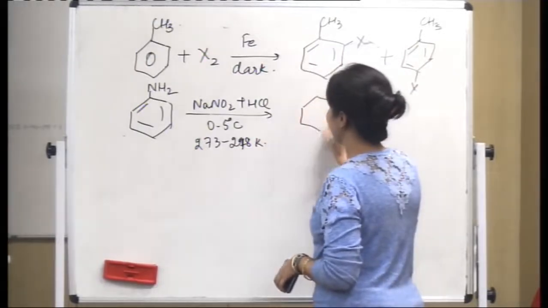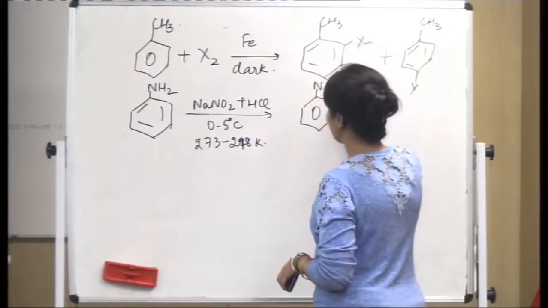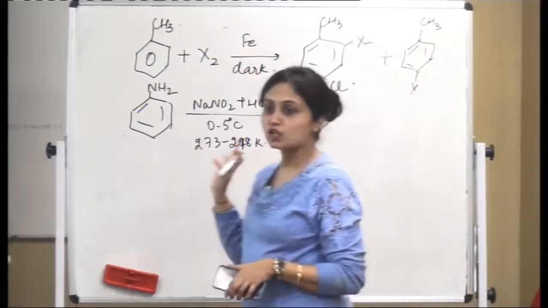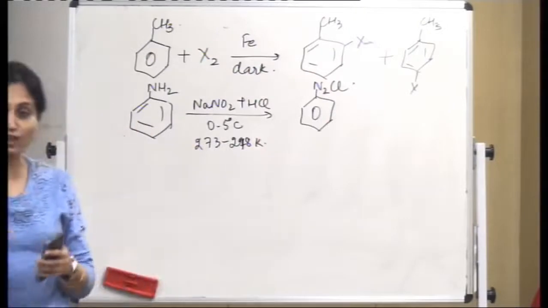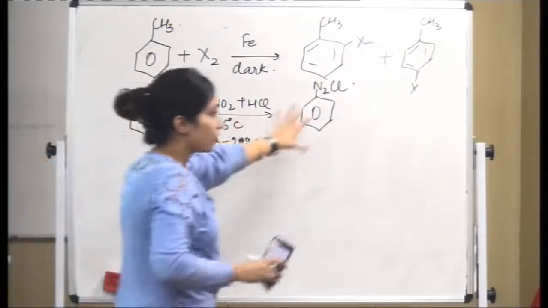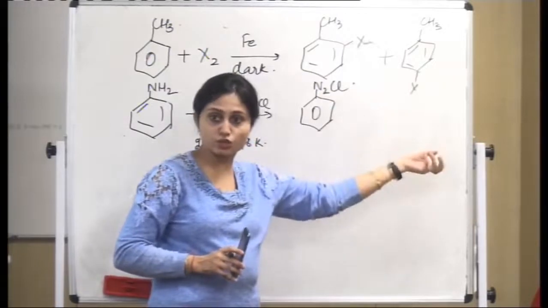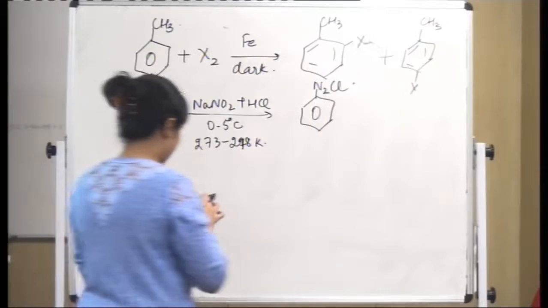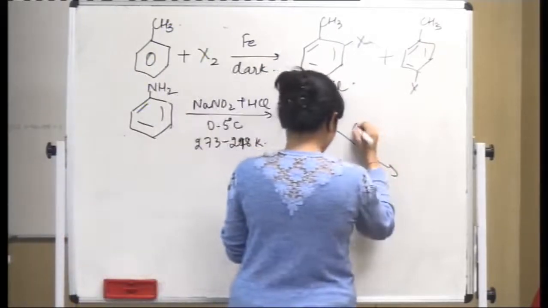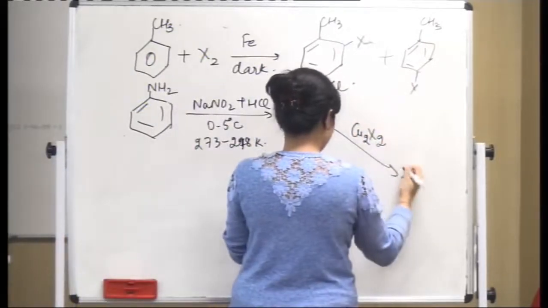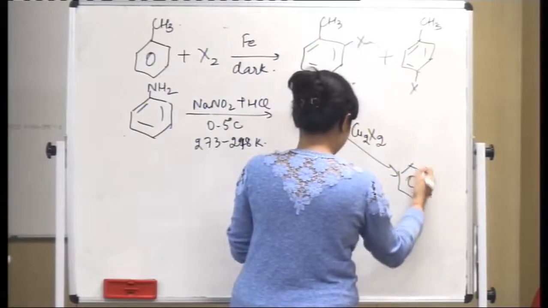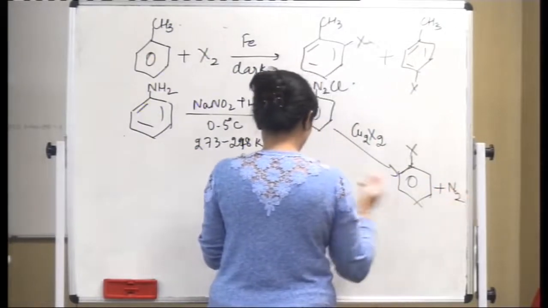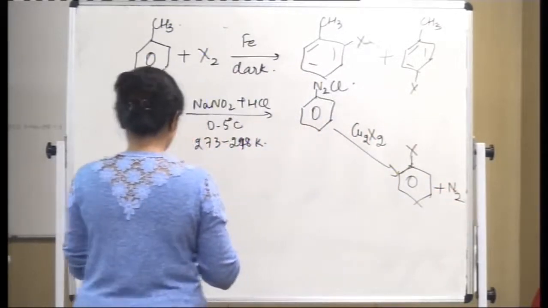So this will give us what? This will give us N2Cl. This is benzene diazonium chloride. So this is the diazotization reaction, and then you know that this acts as a hub from where you add different reagents to it, and you can get different products. For example, if you now add Cu2X2 to it, then N2 will be eliminated. What is this reaction called? This is known as the Sandmeyer's reaction.